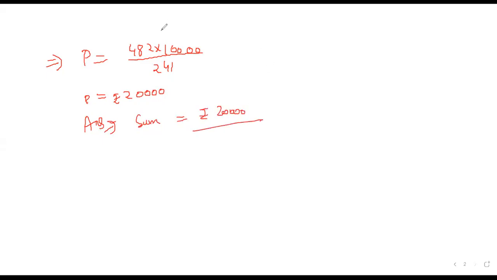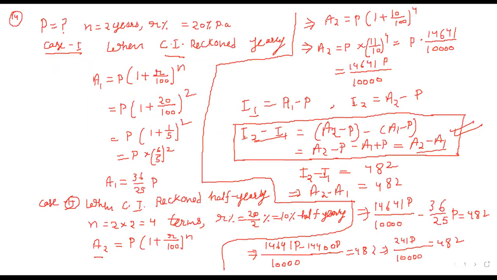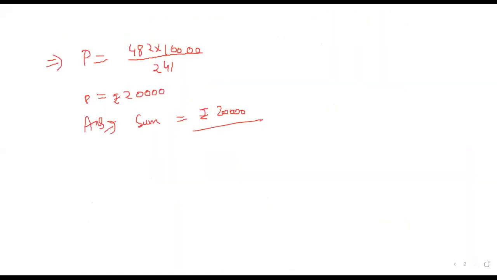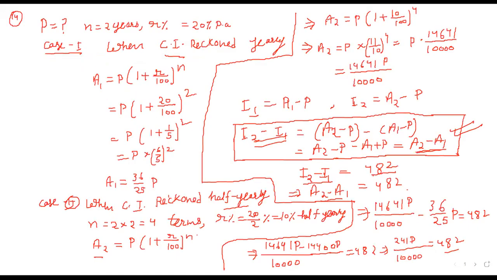When the difference between the compound interest reckoned yearly for 2 years and reckoned half yearly for 2 years is 482, first we find the amount for 2 years when reckoned yearly. Second, we find the amount when reckoned half yearly. And we know that the difference between the interest is equal to the difference between the amount, and the difference between the interest, I2 minus I1, is given as 482. Since I2 is greater than I1, it is also equal to A2 minus A1, which is 482. So when we calculate, it gives P equals 20,000. So the principal is rupees 20,000.